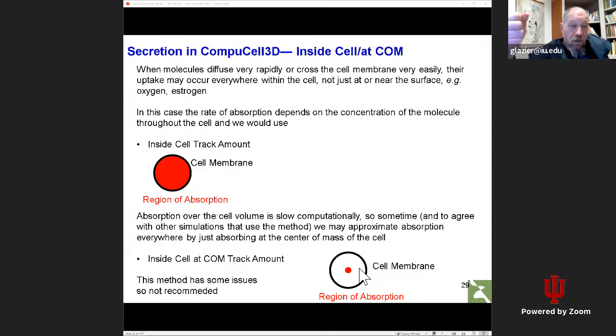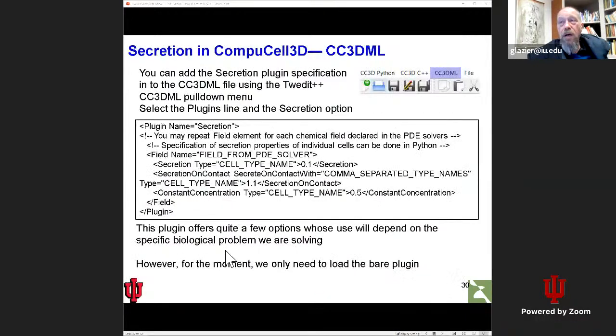If there's a molecule that comes into the nucleus and binds to the DNA, to assume that that molecule is used up when it gets to the center of the cell, if we imagine the nucleus at the center of the cell, is not totally wrong. And so there's going to be an option called inside cell at center of mass. And so we're going to always have these options, which are where the secretion and absorption is happening, and also the possibility that we only secrete or absorb on contact with particular types.